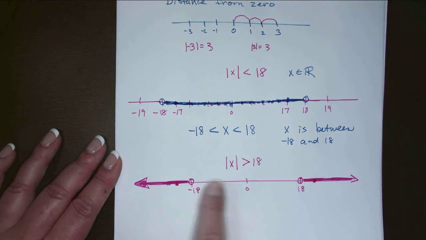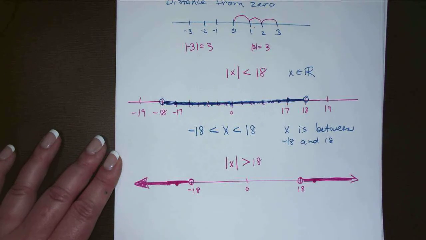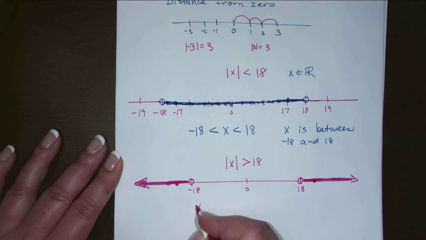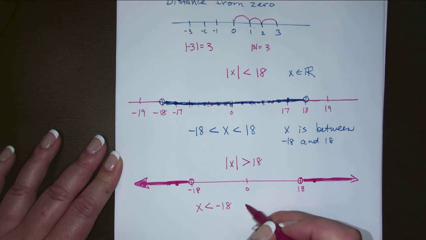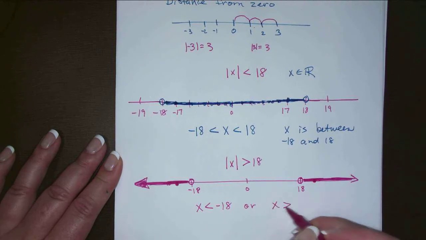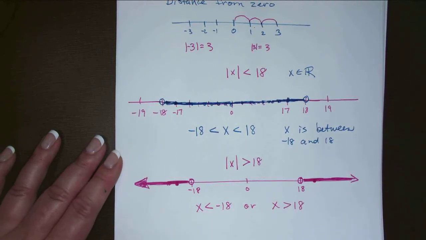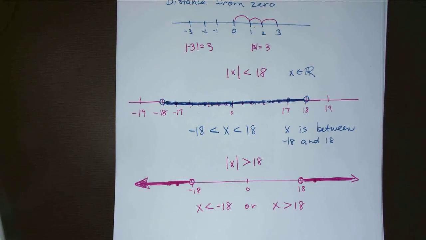When they're on either side, the answer is actually two separate equations. We'd say x is less than negative 18, or x is greater than positive 18. Or is important. You can actually put a comma. In math, a comma means or, so that's easy to remember. But when it's an and, you need to put and.